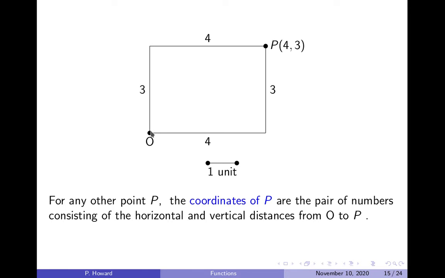And you can measure the vertical distance first if you want. From the origin we go up 3 units and then horizontally 4 units to get to the point P. You can measure them in either order, but the horizontal distance is always the first number in the pair of coordinates. So in this example, the coordinates of P are 4, 3. This means 4 units horizontally and 3 units up from the origin.